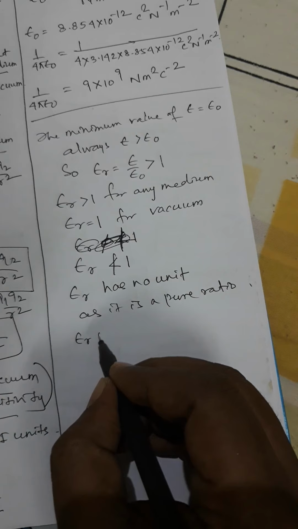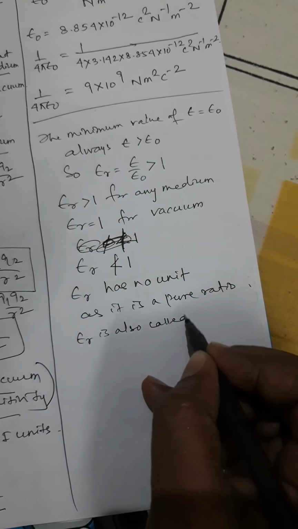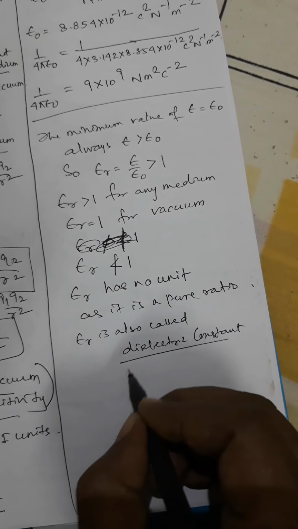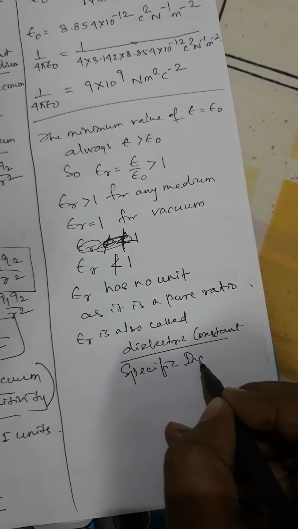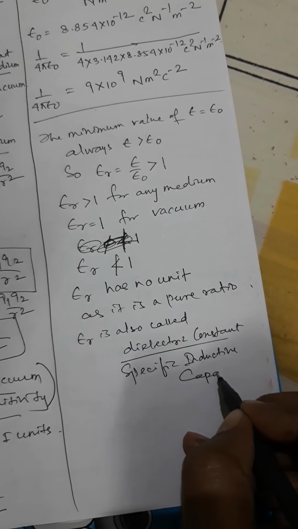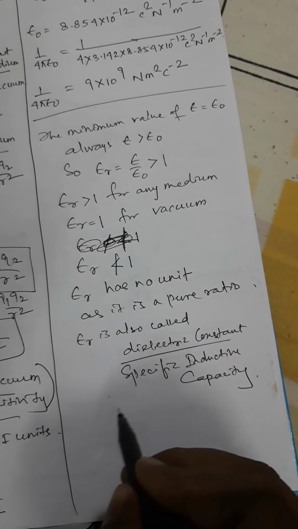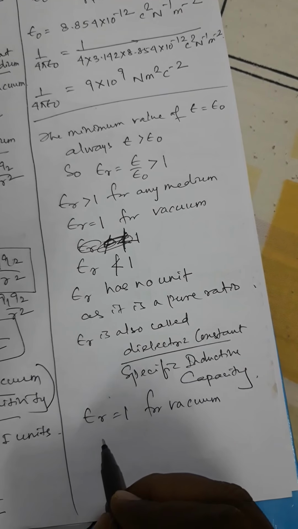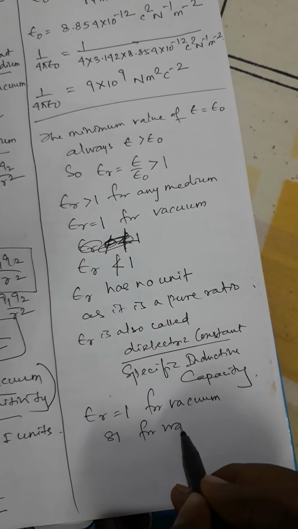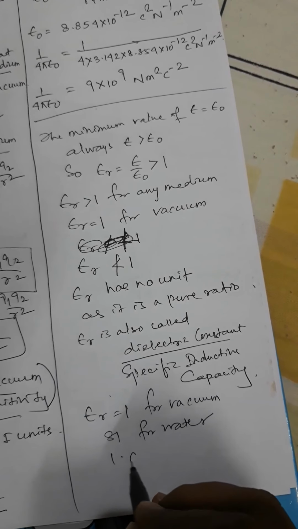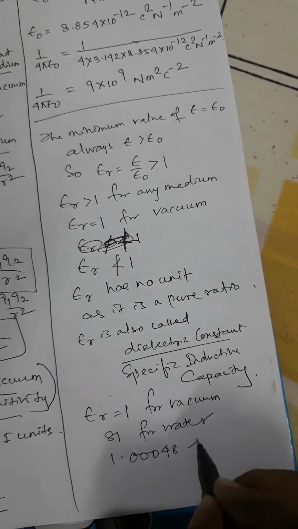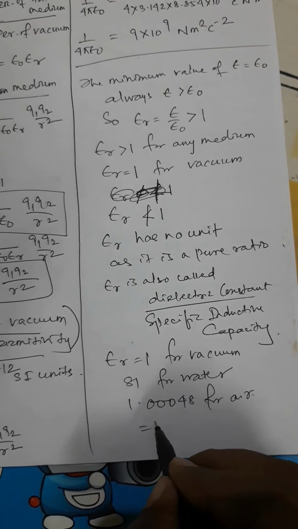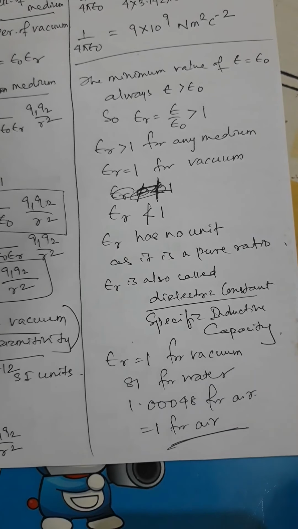Epsilon r is also called dielectric constant or specific inductive capacity. Epsilon r is equal to 1 for vacuum. This is 81 for water and 1.00048 for air, or approximately we take it as almost 1 for air. This is all about Coulomb's law. Thank you.